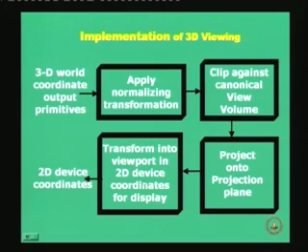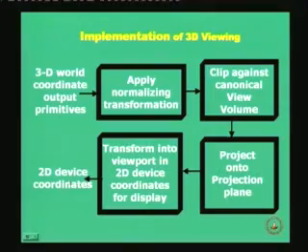We have in fact seen this, and we will see again what a viewport is in 2D device coordinates for display, where the 2D device coordinates are generated. So, input is 3D world coordinate output primitives in terms of lines, polygons, circles, text in 3D, and essentially those 3D coordinates are transformed into 2D device coordinates, which must be given to the electron gun to fire the corresponding pixels on the screen. But in between there are four subcategories: number one is applying normalized transformation, second is clip against canonical view volume, third is projection onto the plane, and the fourth is the transform into viewport.